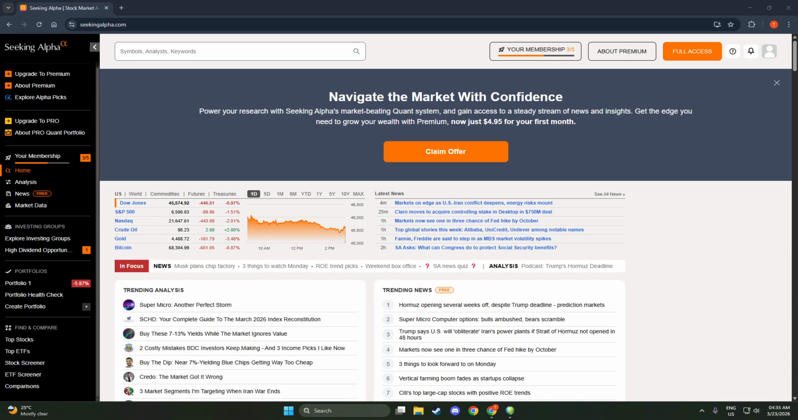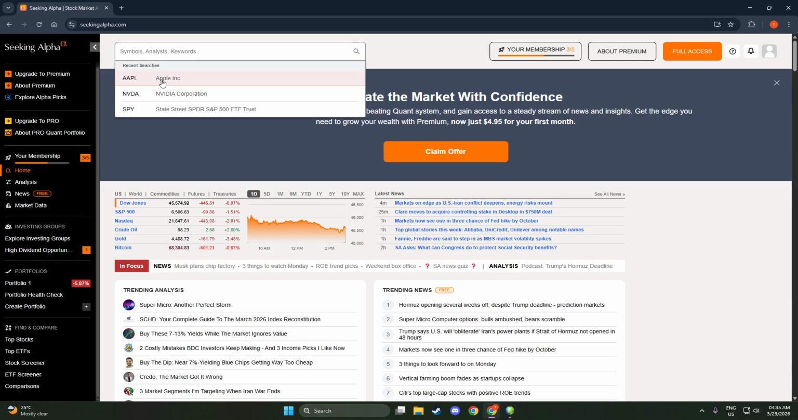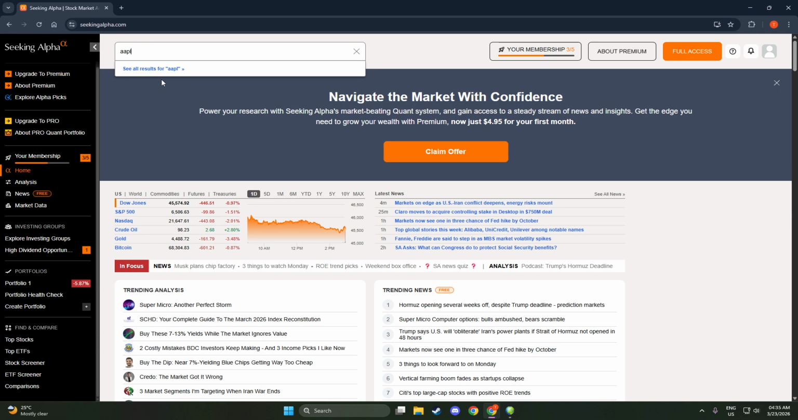Start by opening Seeking Alpha and navigating to the page for the stock you're interested in. The easiest way is to use the search bar at the top and enter the company's ticker symbol. When you land on the stock's main page, you're in the right place to explore its fundamentals.